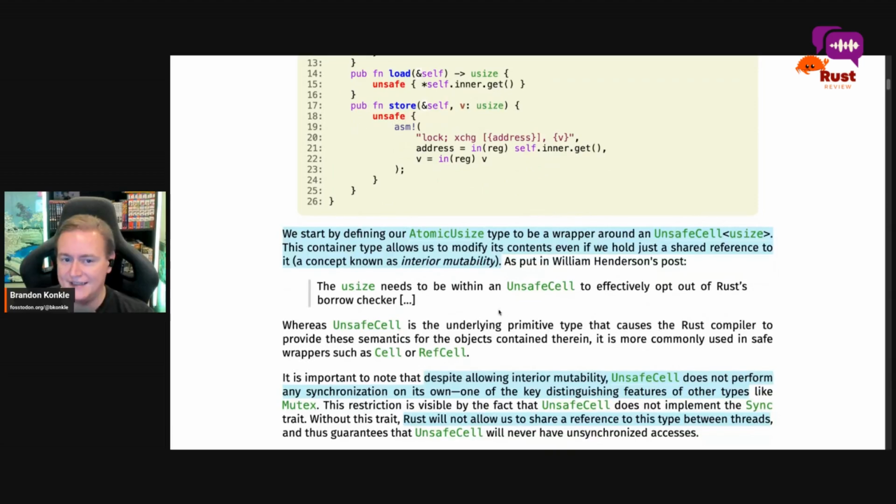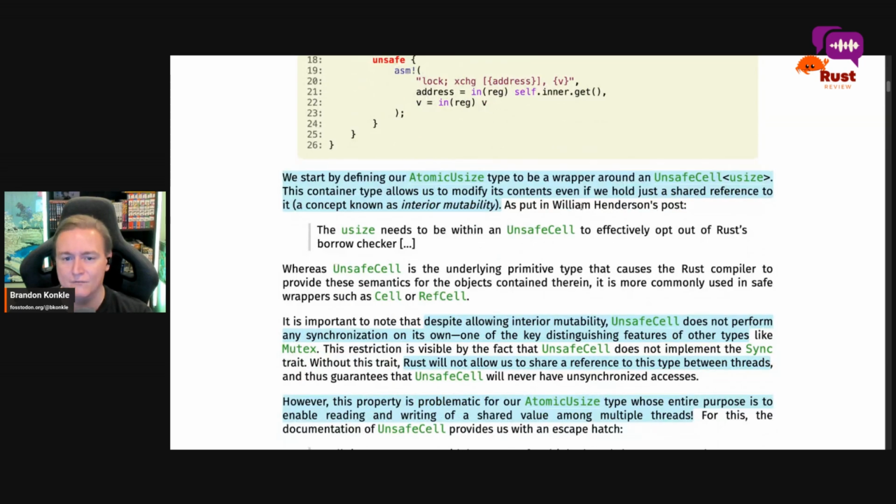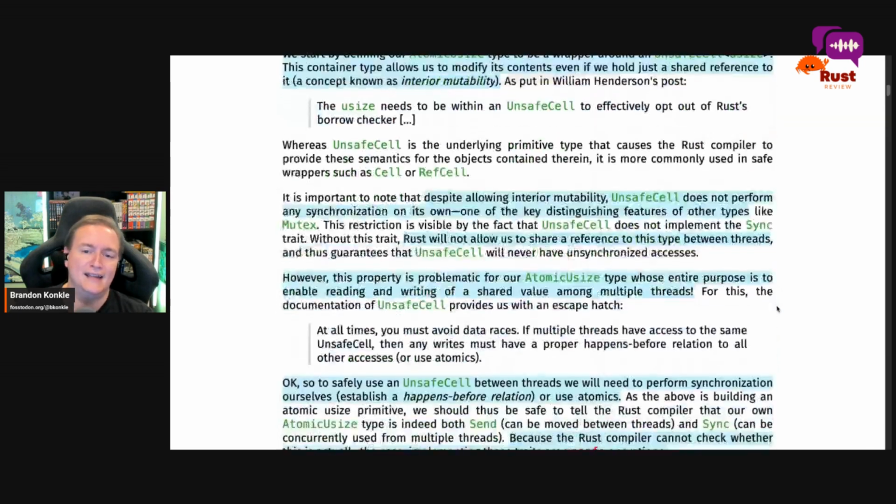The usize needs to be within an UnsafeCell to effectively opt out of Rust's borrow checker, he cites from William Henderson's post. And this is the distinctive thing about an UnsafeCell: despite allowing interior mutability, it doesn't perform any kind of synchronization. It's not like a Mutex or an RwLock or something like that. It skips that part and leaves it up to you.